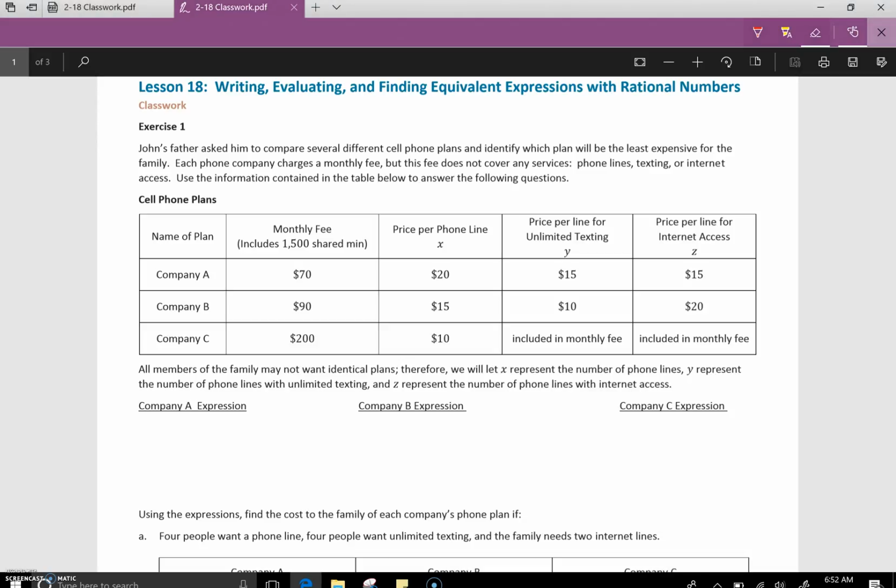Exercise 1. John's father asked him to compare several different cell phone plans and identify which plan will be the least expensive for his family. So we're looking for least expensive. Each phone company charges a monthly fee, but this fee does not cover any services, phone lines, texting, or internet access. Using the information contained in the table below, answer the following questions. So we have a table of the cell phone plans. We have company A, B, and C. Go ahead and pause for a second and take a look at some of the different fees that each company charges, and then we'll move on to the exercise.